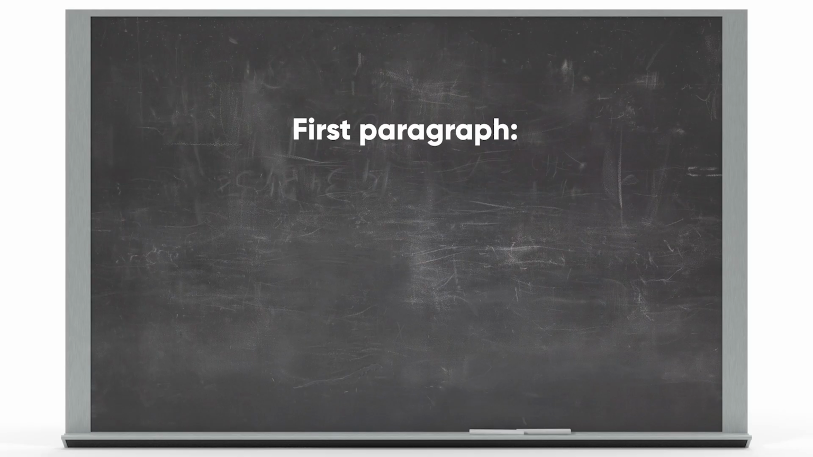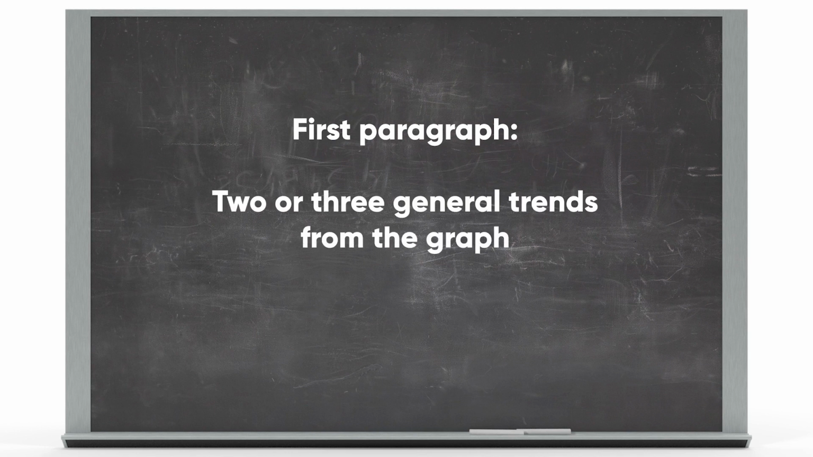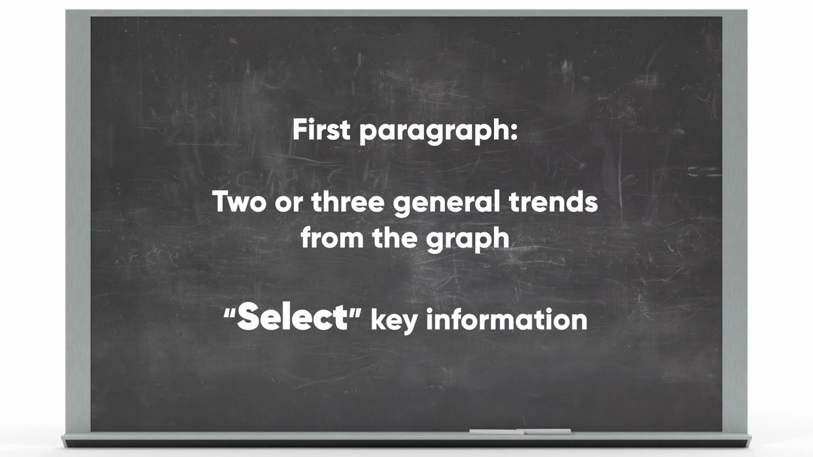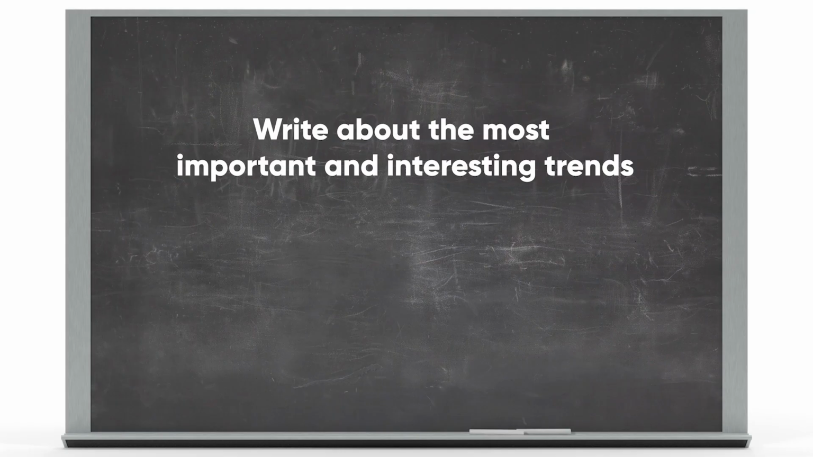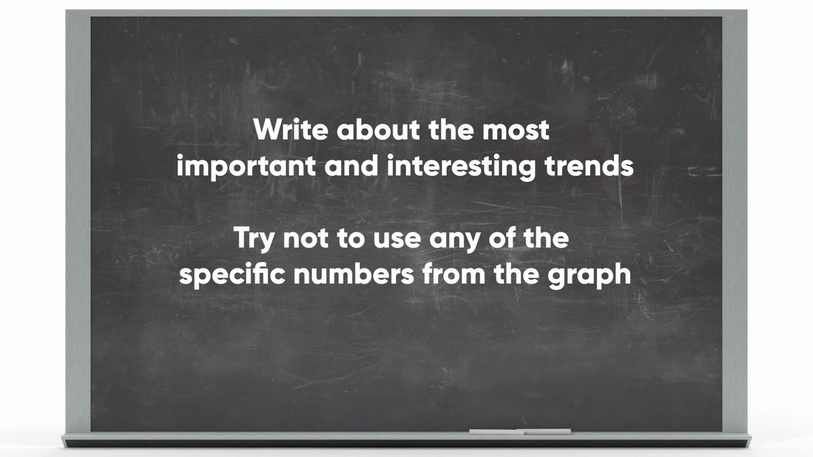For your first main paragraph, you'll only need to describe 2 or 3 general trends from the graph. Now we're going to try and select key information. Look at the lines. Is there anything really noticeable? Write about the most important and interesting trends without going into detail and trying not to use any of the specific numbers from the graph. Are there any peaks or troughs? Any sharp increases? Has anything changed position?